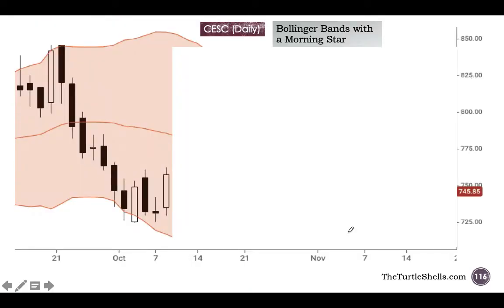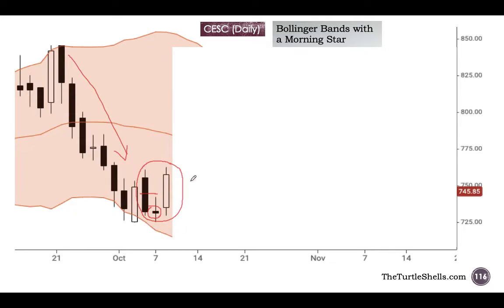So let's combine that with the Bollinger Band. This is a daily chart of CESC. You have a nice downtrend, so the first condition is satisfied. You have these three candles which are a morning star: the first candle is a black real body, the second candle is a star, although the body is touching, it's a spinning top, so I consider it a morning star, and the third candle is closing above the midpoint of the first black real body. So that's a morning star appearing near the lower Bollinger Band.